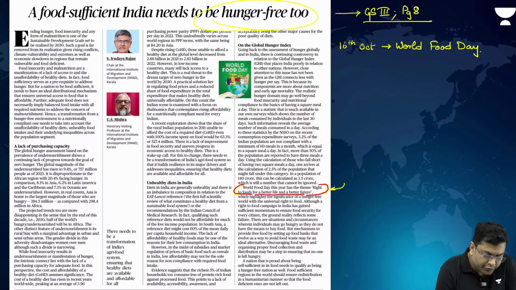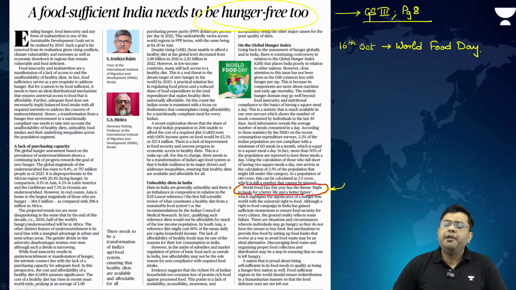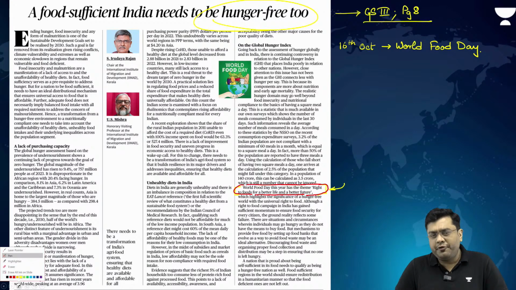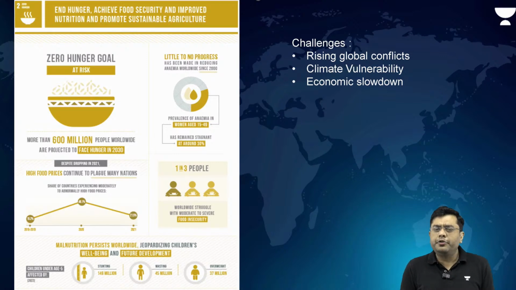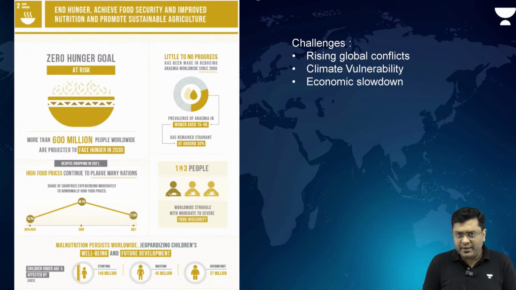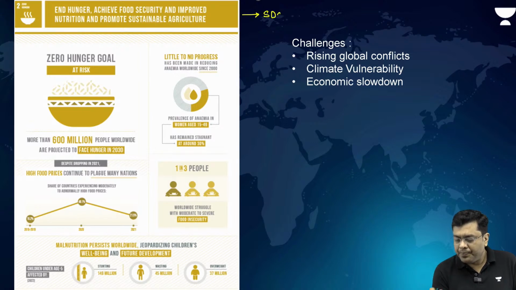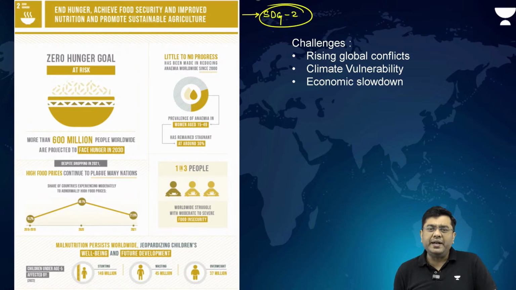Now, this right to food, if it is ensured for everyone, then we will be able to achieve the situation of zero hunger. And mind you, this is important even for your mains examination: in the Sustainable Development Goals, which need to be achieved by the year 2030, zero hunger is goal number 2. SDG number 2 deals with zero hunger to be achieved by the year 2030.